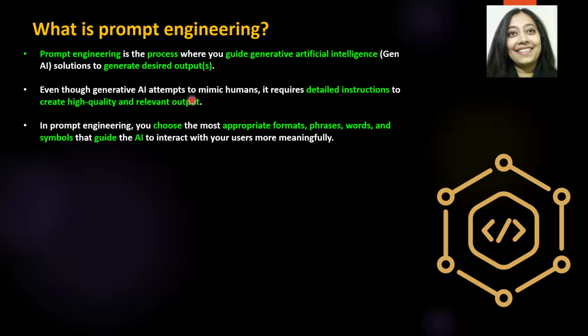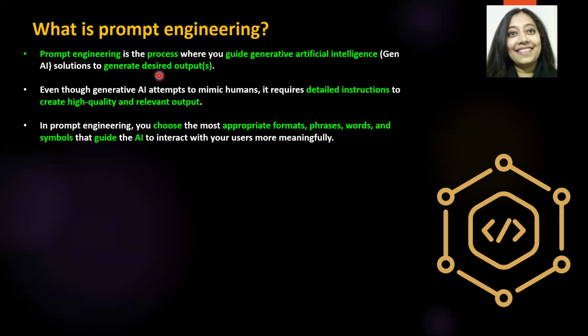Now, even though AI attempts to mimic humans, especially Gen AI, it requires detailed instructions to generate this desired output. And remember, between prompting, basically processing a prompt, understanding a prompt, and then generating the desired output, generation of the desired high quality relevant output is the most important step, because even if your model can process the prompt and understand the prompt, but it fails to generate a high quality, relevant, accurate, desired output, the user will stop using your particular model.